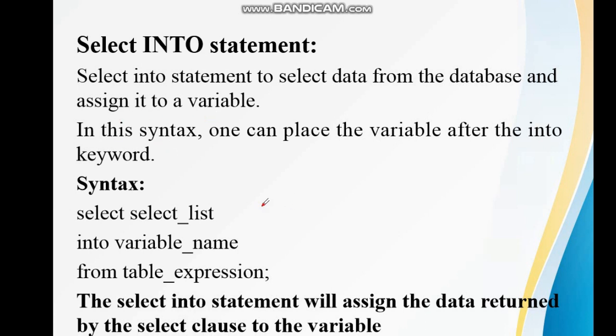Now here you can see this is the syntax. In this syntax one can place the variable after the into keyword. Select here is nothing but the select list, what you want to select. Like from the employee table, you want to select e number, e name. That list you're going to write over here, into variable name. That means after into you are specifying the variable name, that is the target where you want to assign, or in which variable you want to assign, that you are writing after the into keyword.